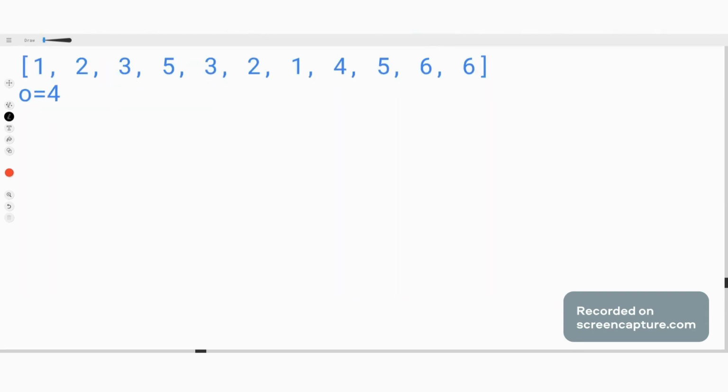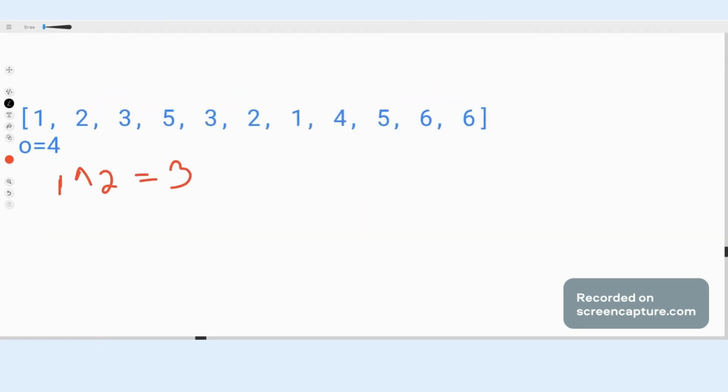Similarly, let's proceed with this array. What is 1 XOR 3? 1 done, 2 is done. Now we will do 3. So 3 XOR 3. If we XOR a number with the number itself, then we will get a 0. So 0. Now 0 XOR 5. What is 0 XOR 5? If we XOR a number with 0, then we will get the number itself. So we will get 5.